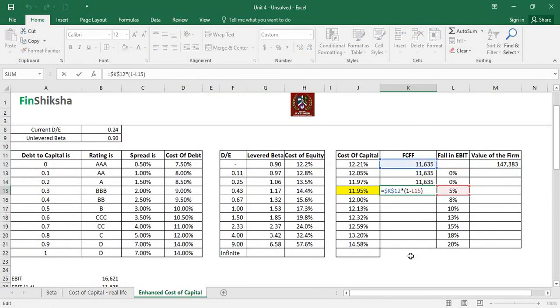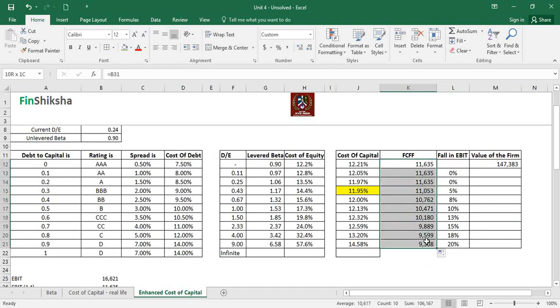We see here 1 minus 5% is 95%. So 95% into 11,635 gives us the value now. And we can drag it down to get the values, right? So this is the value that we will get for FCFF of this particular firm, assuming that there is a dip in the operating income as given here.